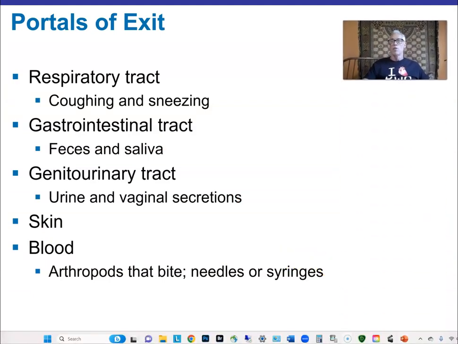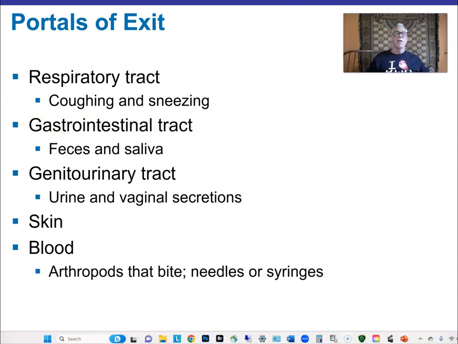All right, so portals of exit, our last little topic, I believe. How do microorganisms go out of the body? We talked about portals of entry. Well, portals of exit are important to know about too, because that's how often disease is transmitted from one organism to another, one individual to another. Coughing and sneezing, so from the respiratory tract. Feces, fecal-oral transmission is hugely important.